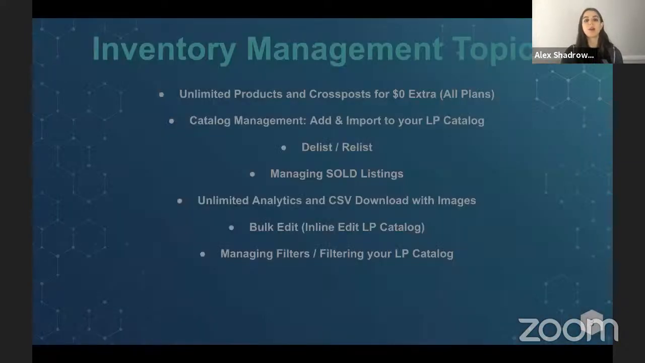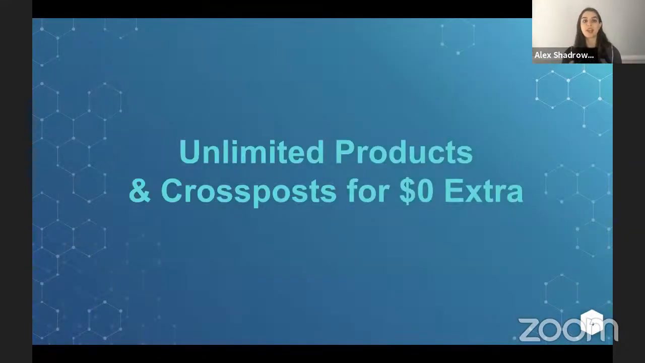And so when we talk about unlimited products, what we're saying is unlimited items stored in your List Perfectly catalog for $0 extra. But regardless of how you cross post, you are going to be able to do unlimited cross posting for $0 extra.